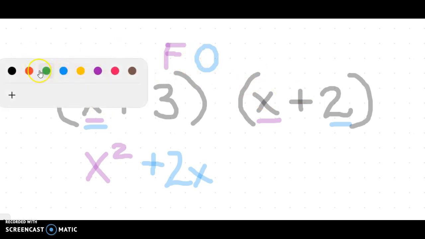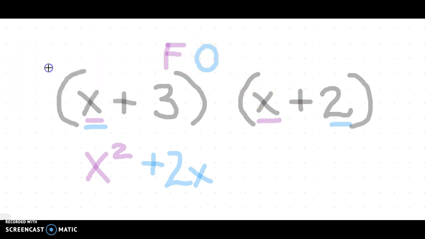So let's choose green. And now I'm going to do the I. Can you see the green? I means inner, as you probably guessed. So this is an inner term, and this is an inner term. So now multiply them. Positive 3 times positive x, I get positive 3x.